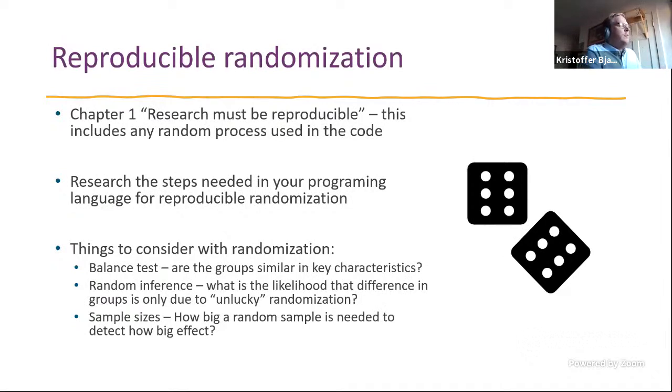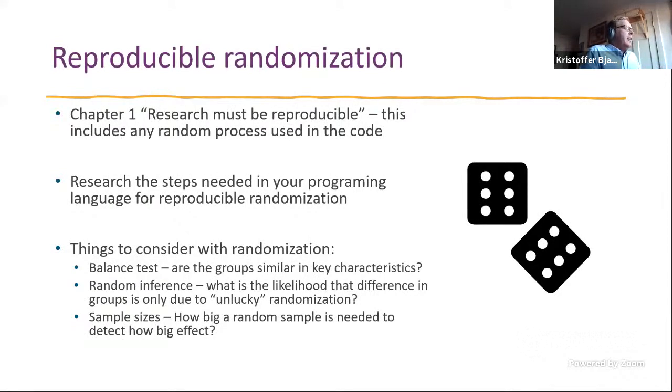So if you do something a lot of times, it's likely that your result will be close to 7 on average. Something similar can happen when we use random processes in code, and that is what these 3 considerations are about. If we assign a sample into different treatment groups, we need to test afterwards on key characteristics that these 2 groups are indeed similar. This is done in a balance test.